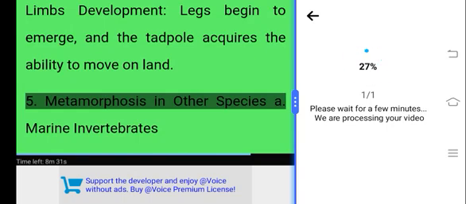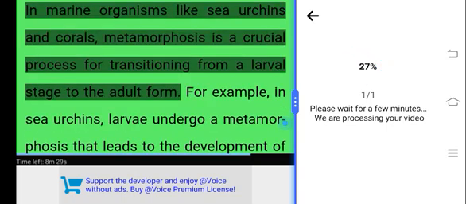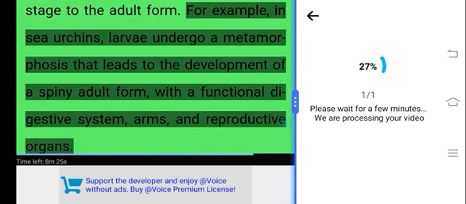5. Metamorphosis in other species. A. Marine invertebrates. In marine organisms like sea urchins and corals, metamorphosis is a crucial process for transitioning from a larval stage to the adult form. For example, in sea urchins, larvae undergo a metamorphosis that leads to the development of a spiny adult form, with a functional digestive system, arms, and reproductive organs.